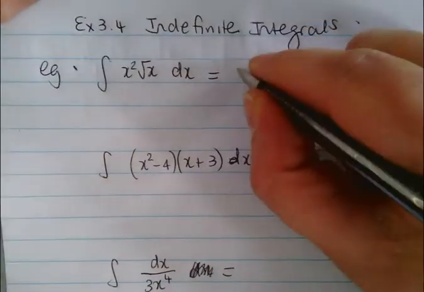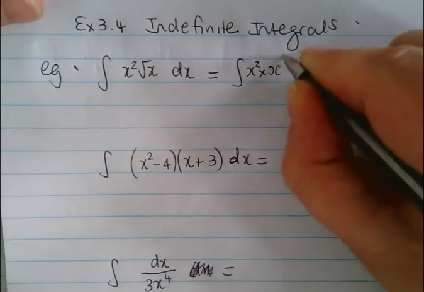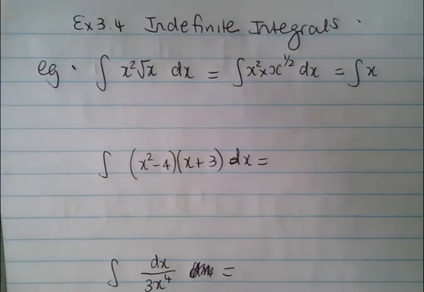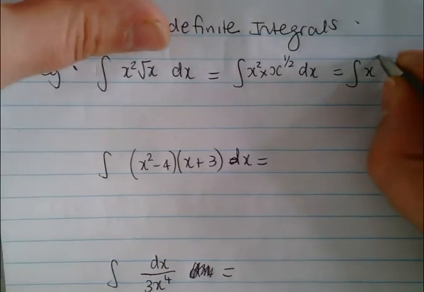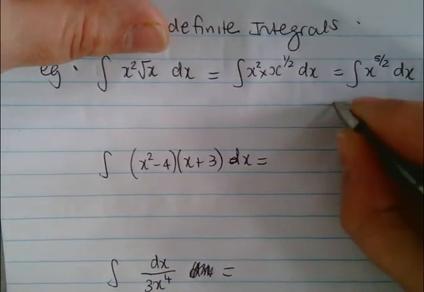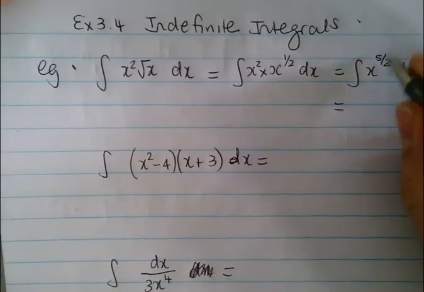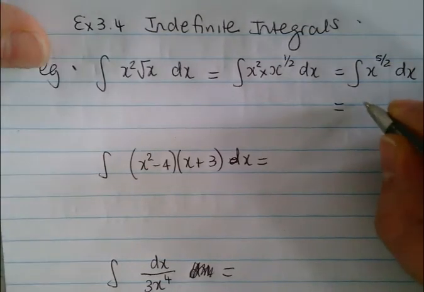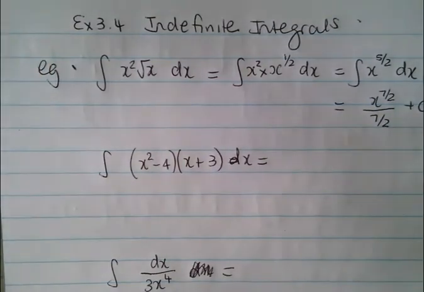Okay, so what do I do? Can I do this? No, change it. X squared times x to the half dx, which is x to the power of what? What do I do with the 2 and the half? Add them. 2 and a half is 5 on 2 dx. So notice I keep my integral symbol while I'm still manipulating how it looks. And now I do the integration. I add 1, that's 3 and a half, which is 7 on 2 over 7 on 2 plus c.